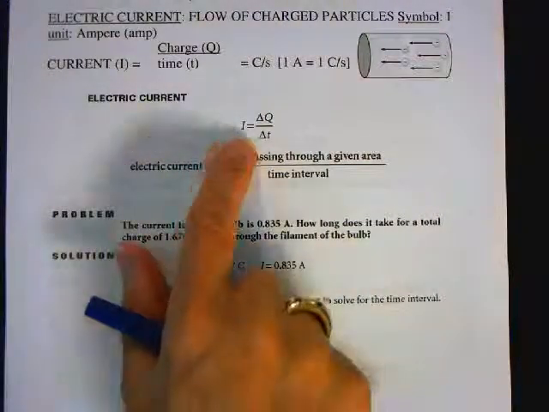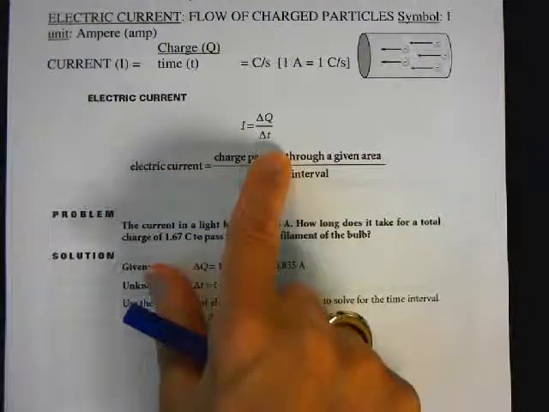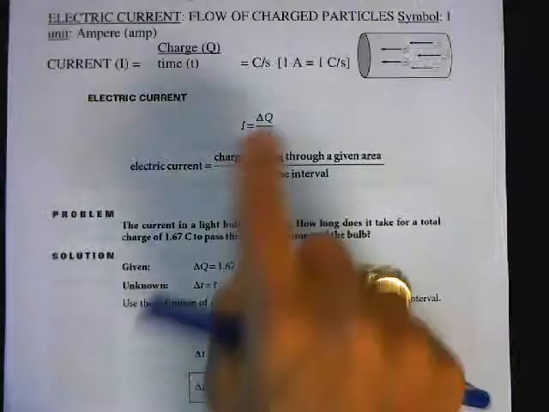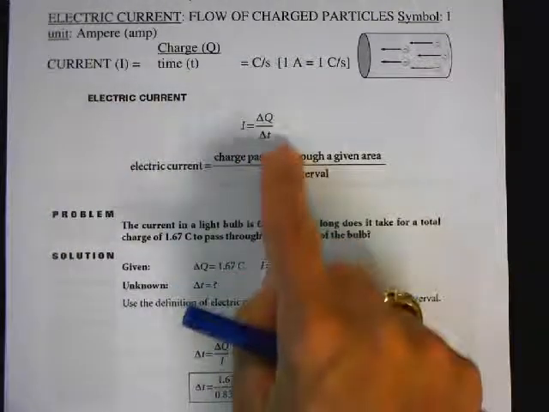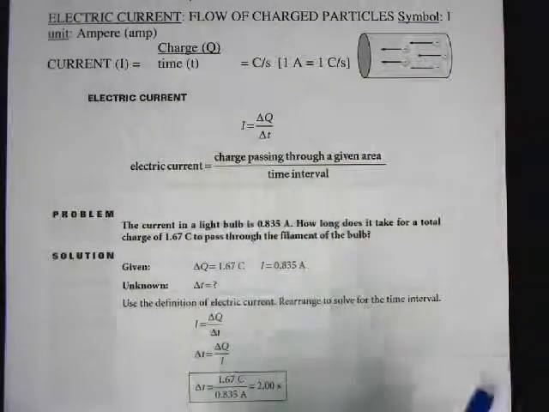So I is equal to, again, the charge per unit time, and charge is in coulombs and time is in seconds. So current is charge per unit time.